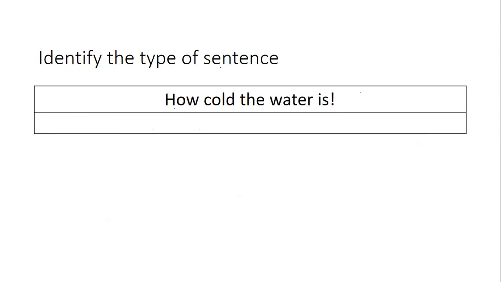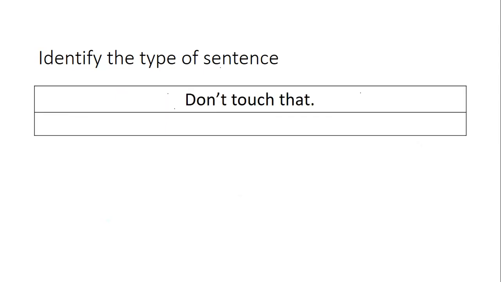How cold the water is. It is an exclamatory sentence. Strong feeling is expressed that the water is very, very cold. Don't touch that. Negative sentence, right? But again, you can say it is a command which is given. So it is an imperative sentence. Don't touch that.